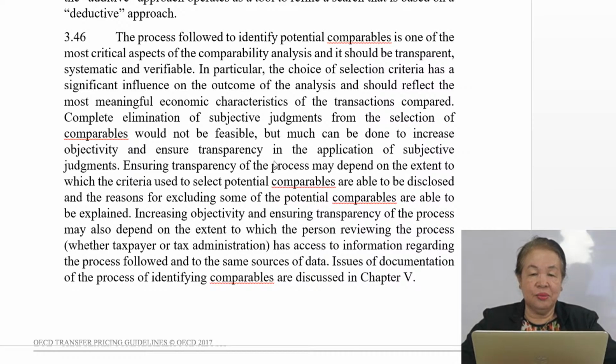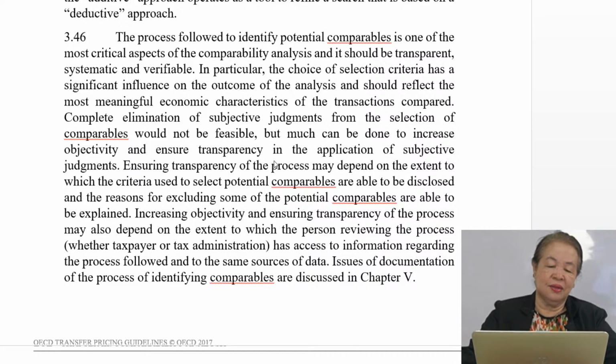So the analyst should be equipped with knowledge and information so that you can make a sound judgment, not just subjective judgments, no? Ensuring transparency of the process may depend on the extent to which the criteria used to select potential comparables are able to be disclosed and the reasons for excluding some of the potential comparables are able to be explained, no? So you explain some potential comparables, why they are not included, no?